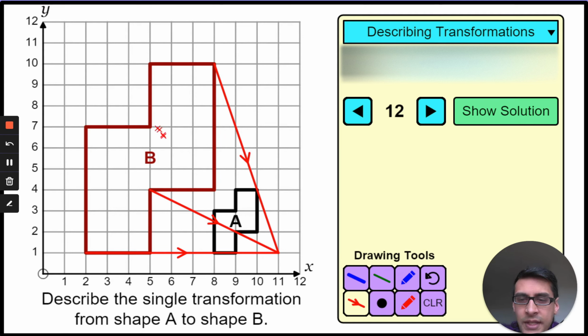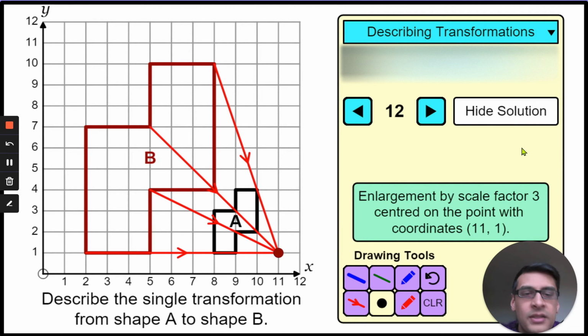And we can see from that it's looking like we're right. It's going to be 11, 1. So that's your center of enlargement. Now the scale factor, to go from A to B, the arrow should really be pointing the other way. We can see that the side length is 2 and it becomes 6. So the scale factor is 3. Center of enlargement is 11, 1. And it is an enlargement as well.